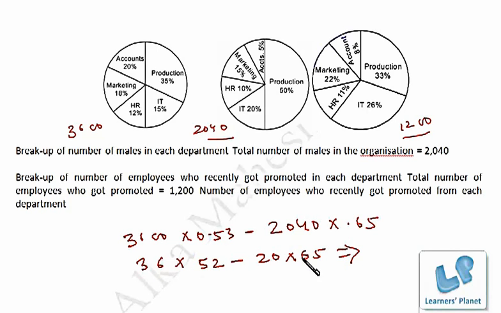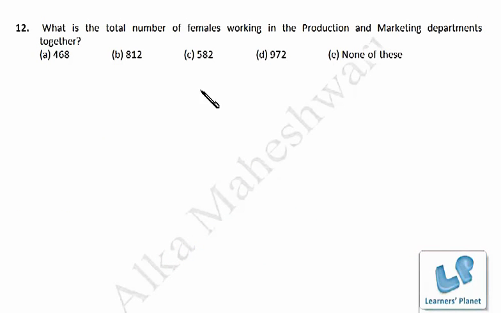So we can take 13 as common. So it's 13, then this is 13 into 4 and this is 13 into 5. So precisely this 4 into 36, that's 144, minus 65, that's 13 into 5, so 5 into 20, 100, right? So it's 13 into 44. So around 572 is the answer, and the closest option to 572 is, let's see, we have 582 over here.